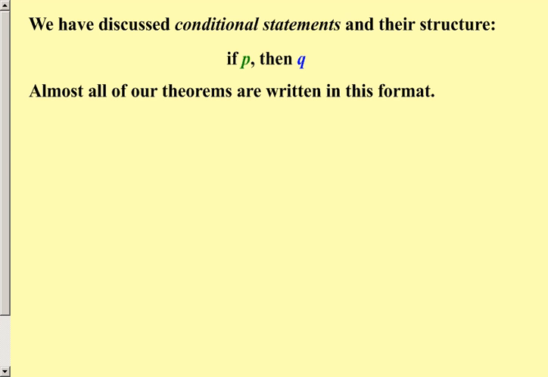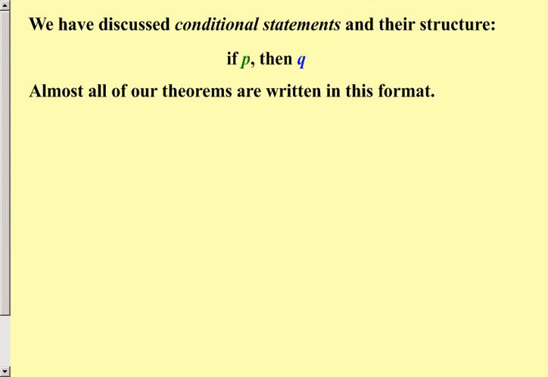Now a little brief review. We have discussed conditional statements and their structure. We looked at the conditional format the other day: if P, then Q. We talked about P being the hypothesis of a conditional statement and Q being the conclusion. So P is some type of observation or a fact that we have going on, and Q is our prediction or a conclusion of what can be determined based upon that observation. Now, almost all of our theorems are written in this format.